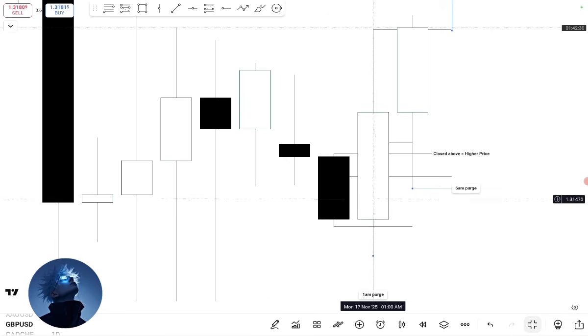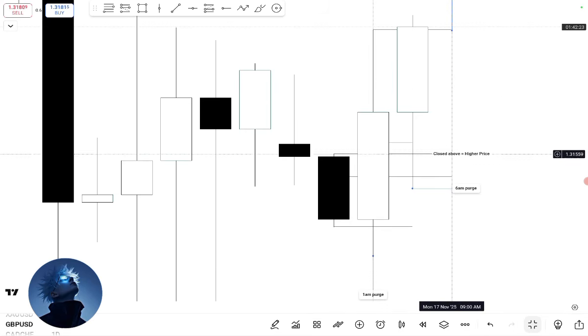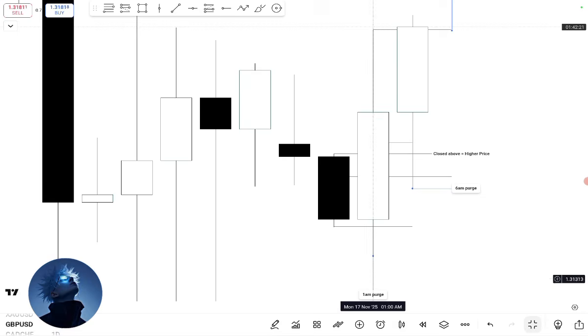It smacked into the low of the 9 p.m. range, closed above the 9 p.m. range, which indicates higher price. If it smacked into the low and closed below the low, that's lower price. That means this sequence has failed, right? This is why people pattern trade it, and they eventually get wrecked. So it smacked into the low, closed above it, and what do we expect? Because it closed above it, higher price.